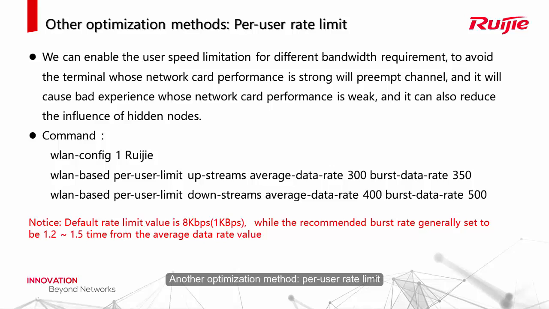Another optimization method, per user rate limit. We can assume that if we do not enable this function, a terminal whose network card performance is strong will preempt the channel all the time, which will cause a worse experience for terminals whose network card performance is weak, and it can also reduce the hidden node influence. And the commands for limiting users' speed are shown in the slide. Notice, the burst value we usually configure is 1.2 to 1.5 times its average value.